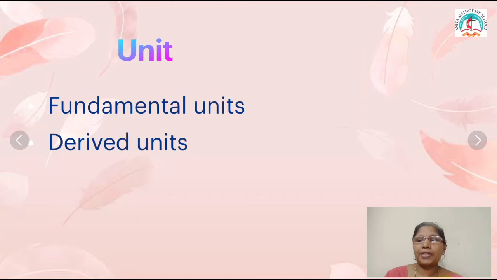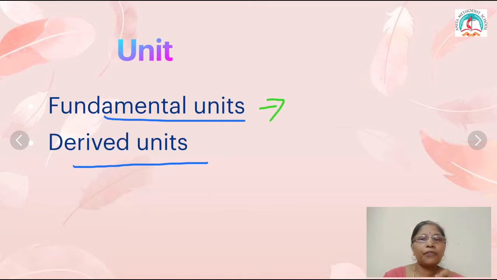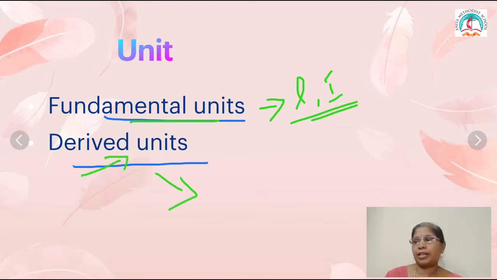Units are of two types here. One is fundamental units, another one is derived units. The unit used for the fundamental quantities, for length which one you are using, for current which one you are using, the units used for the fundamental quantities are called fundamental units. So automatically the units used for the derived quantities are called derived units.